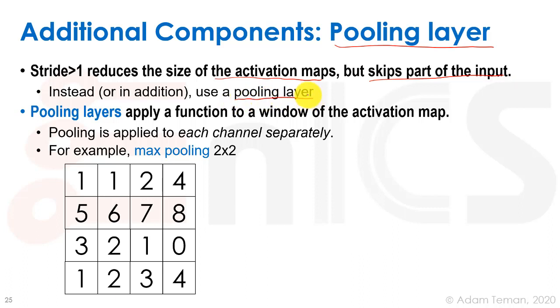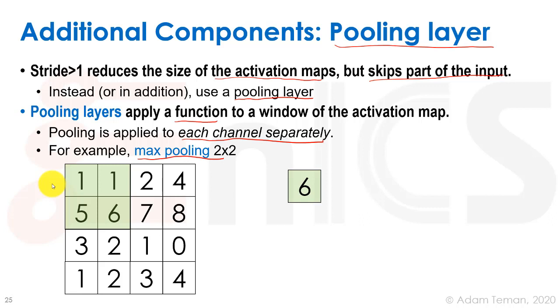A pooling layer is similar to a convolutional layer. It slides a window over the input, but instead of doing a dot product at each place that it slides over, it applies some other function. It's also done to each channel separately. So, for example, we're going to do a max pooling 2 by 2 over here. We have some input with values in this 4 by 4 input map, and we're going to do a max pooling of 2 by 2.